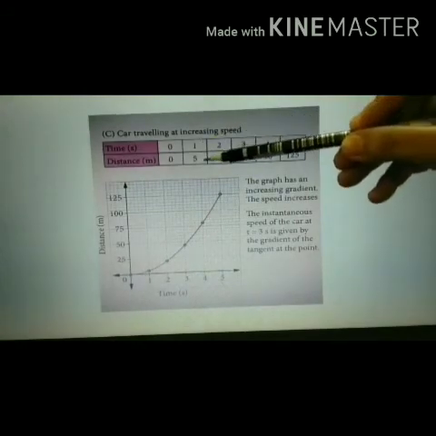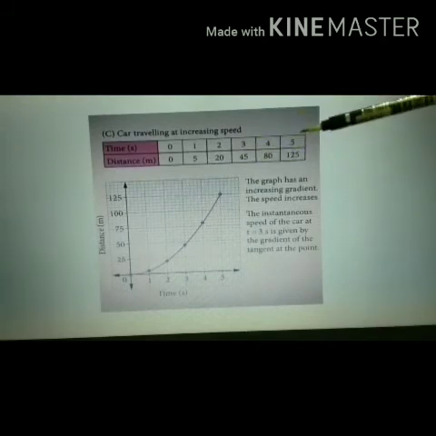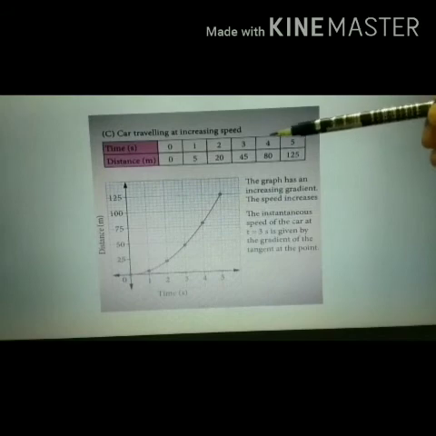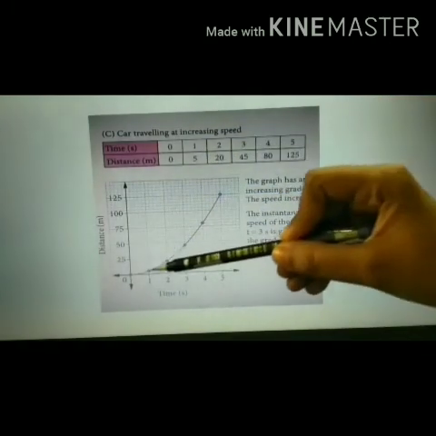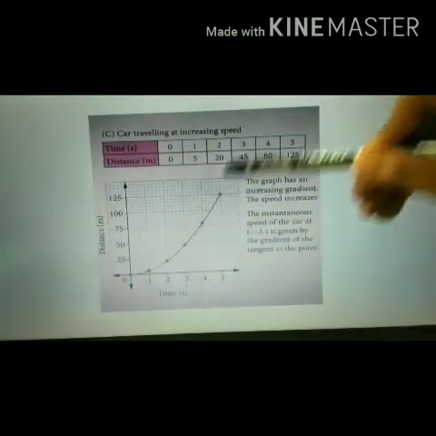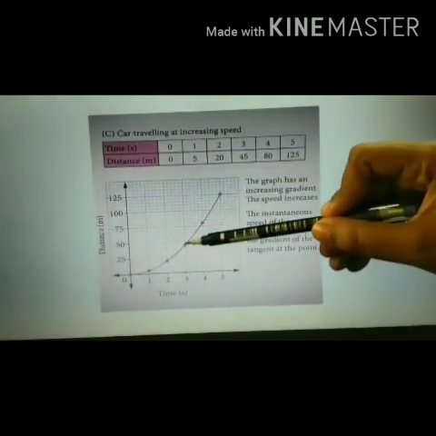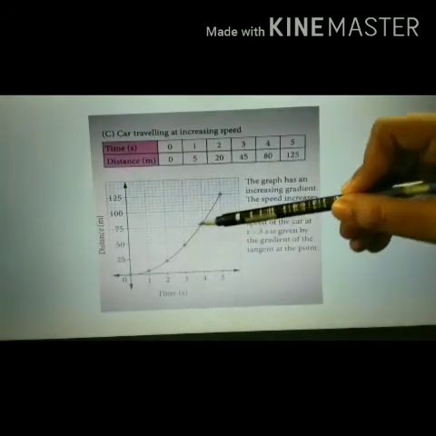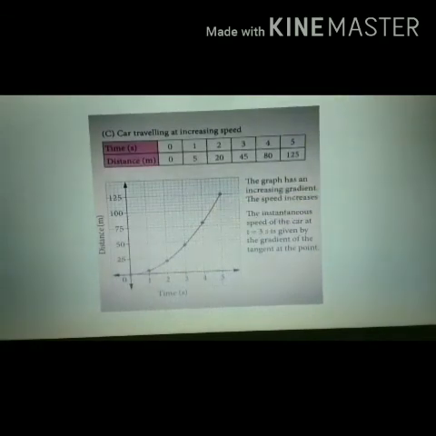For 1 second, distance covered is 5. 2 seconds, it's 20. 3, 45. 4, 80. And 5, 125. Here, if you see, in all the points you are getting increasing speed. So when you mark the points over here, for 1, its value will be 5, so you have to mark the point here. For 2, it is 20. For 3, it becomes 45. While marking all the points, if you join them, you will get a graph like this. This shows that the speed is going on increasing.